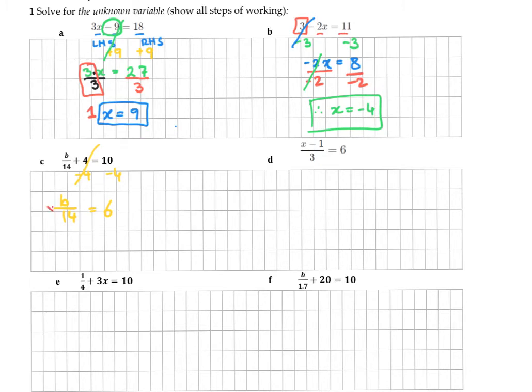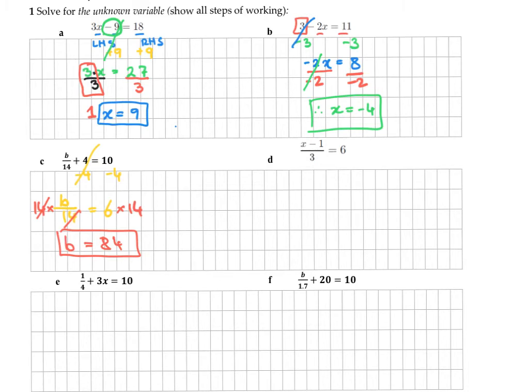Yes, you are right. Multiplication. So, and we do that to both sides. Now, 14 divided by 14 is 1, so we are left with b equal to 6 times 14, which is 84. So there you go. The next one, x take away 1, divided by 3, is equal to 6.